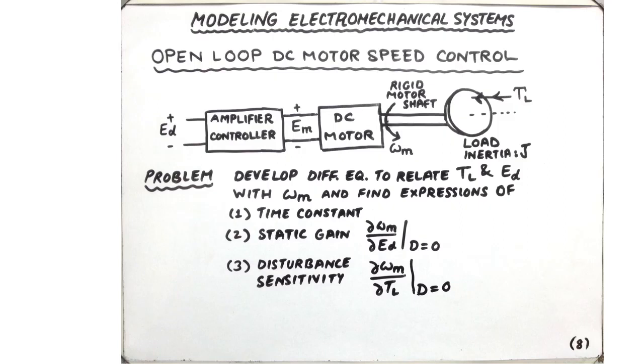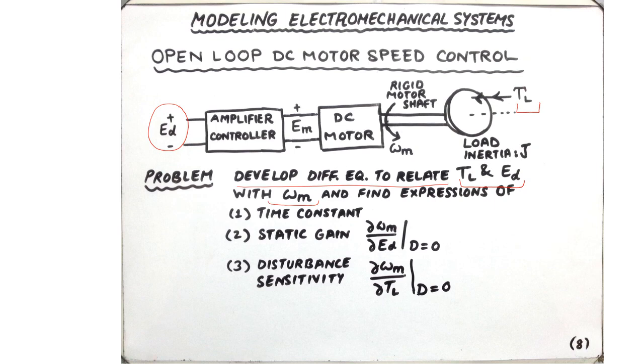Once we have completely specified our modeling assumptions, we are now ready to describe the main problem that we're trying to solve here. The problem asks us to develop a differential equation between the two inputs of the systems. What are those two inputs? Well, the first of them is the disturbance torque experienced by the load, and the other one is the supply voltage that is fed to the amplifier controller, ED. We are supposed to relate the two inputs with the output, which is taken in this case at the speed.